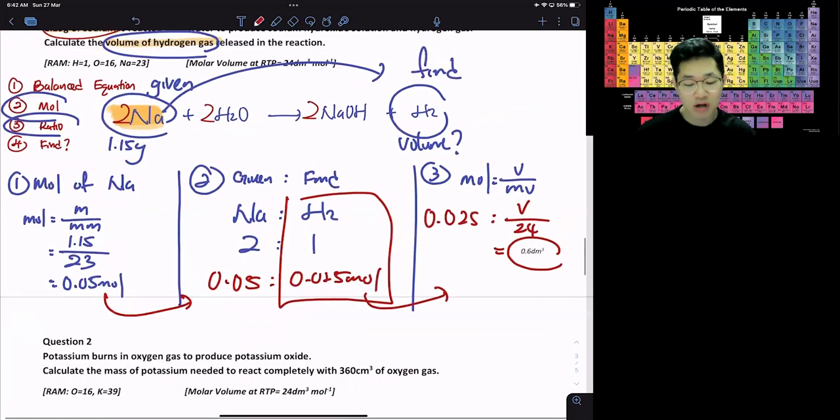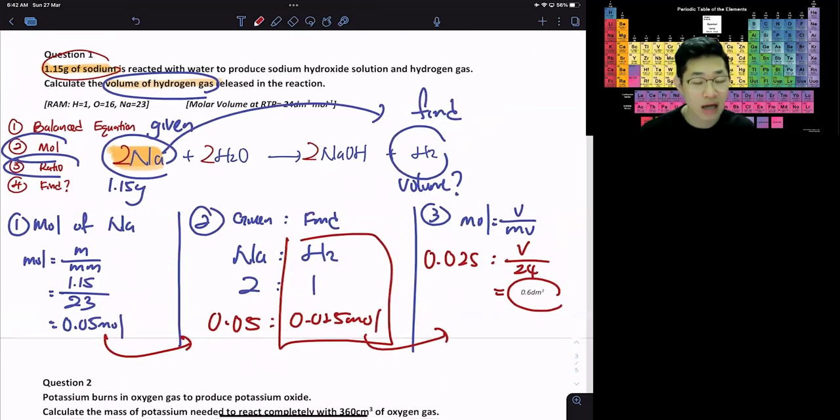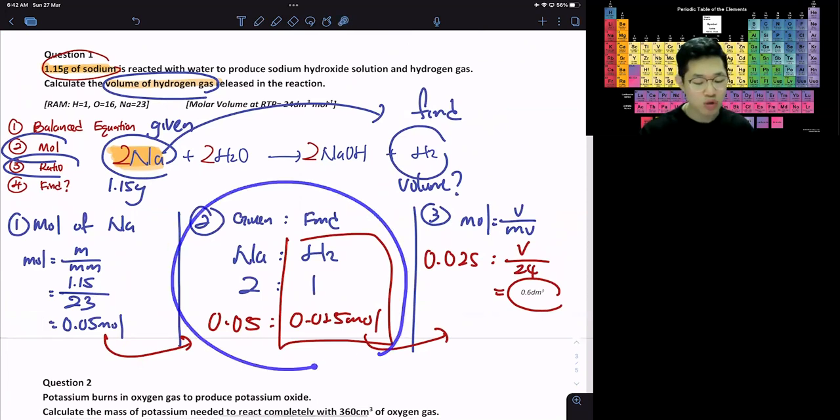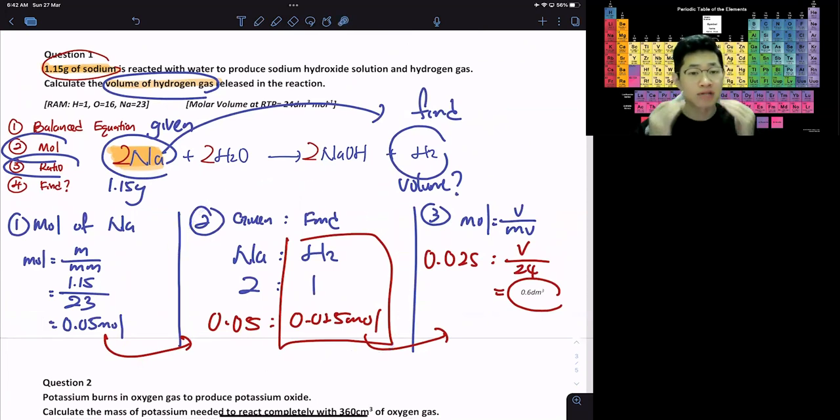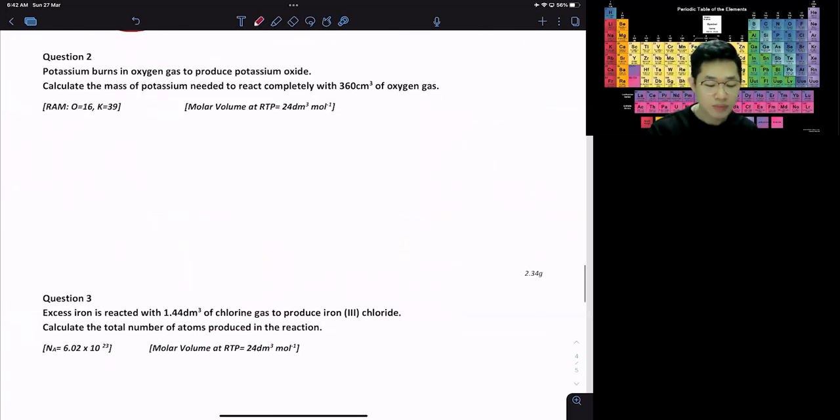So this is how you solve a calculation question like this. It will be 3 marks. In some schools, your teacher will want you to write this ratio in sentence form. If your teacher wants you to write it in sentence form, please write it in sentence form according to your teacher's format.